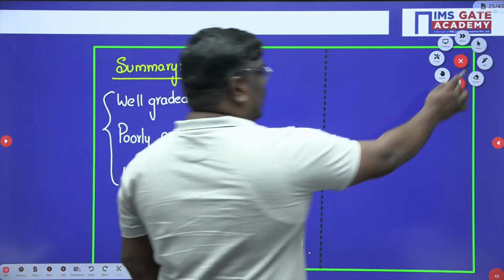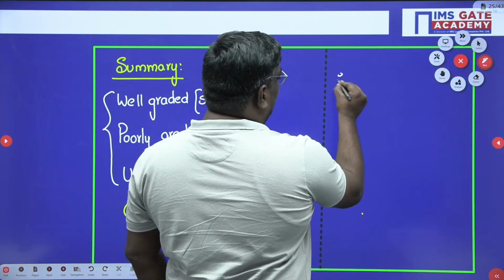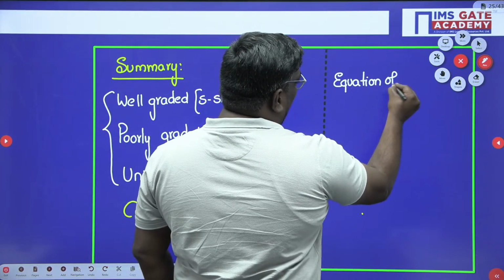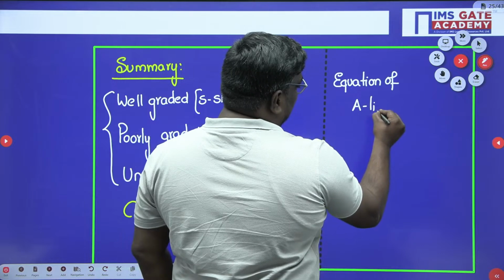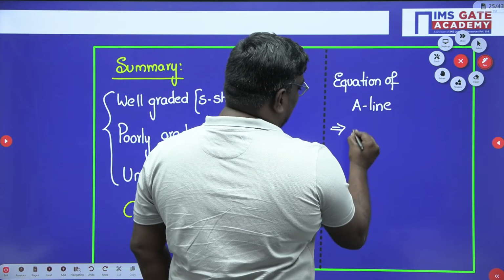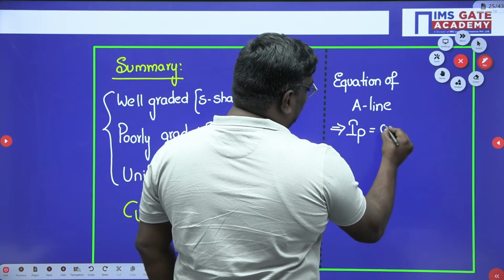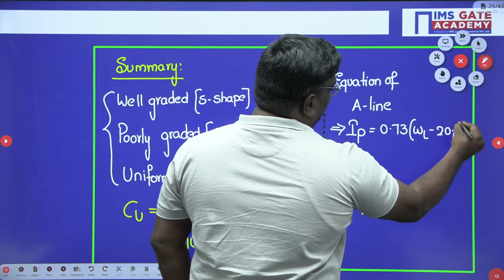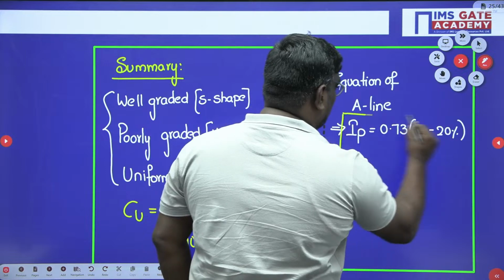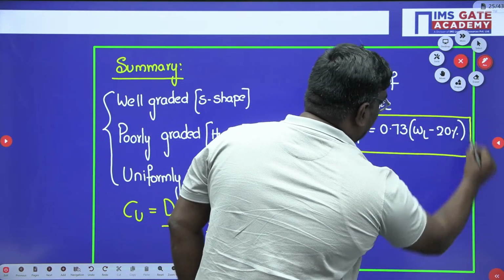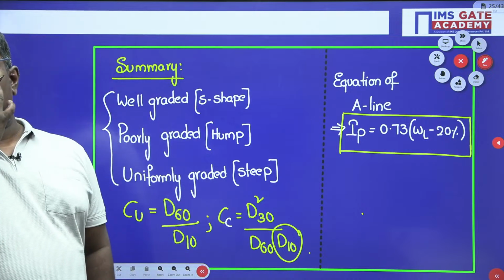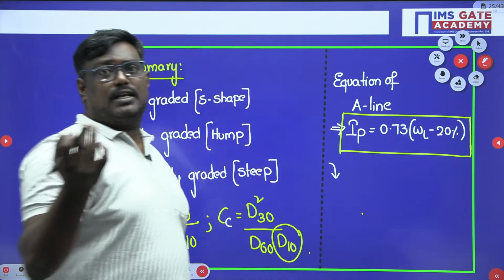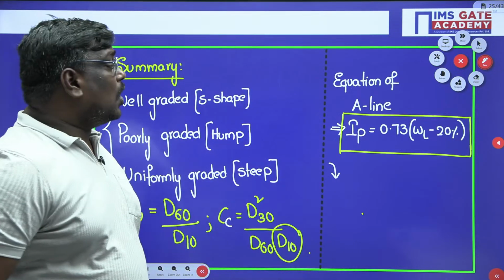Okay. Now, we also have studied about the equation of A line. Above A line, you can say clay, and below A line, you can say silt or organic soils. The equation of A line can be written as IP is equal to 0.73 into (liquid limit minus 20). Above A line it is clay, and below A line it is called silt or organic soils.